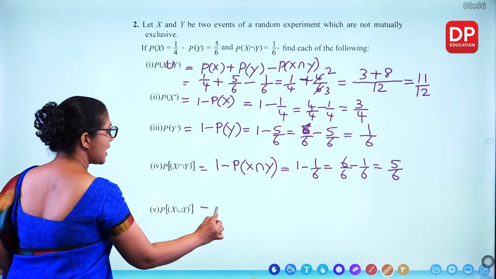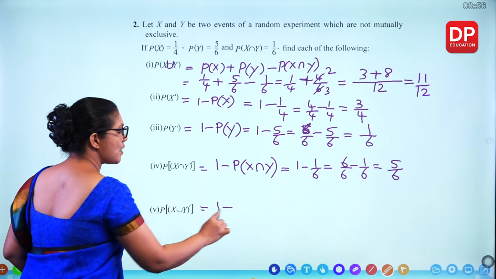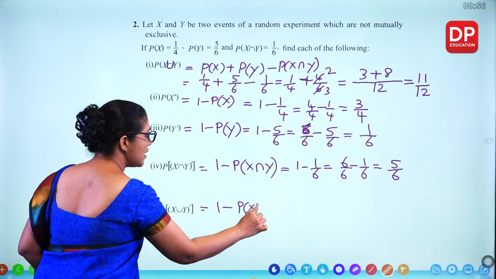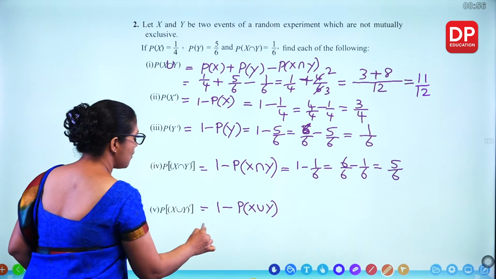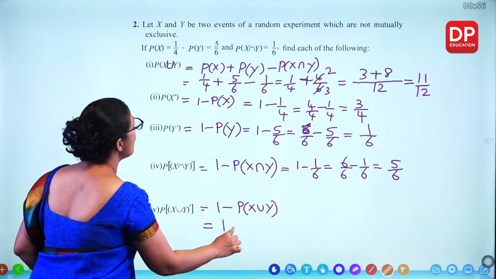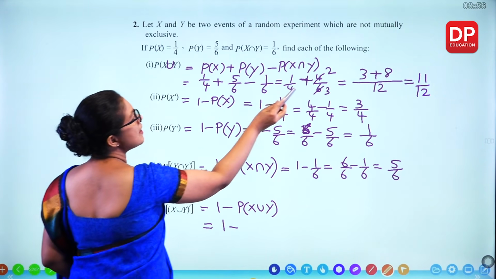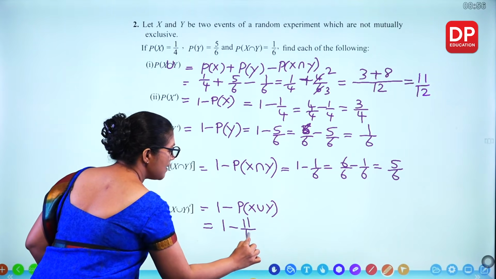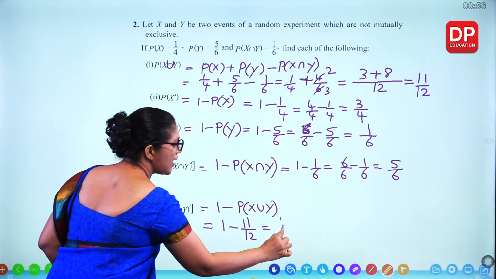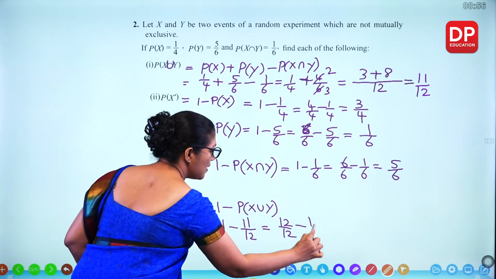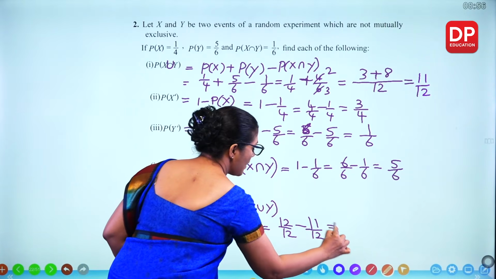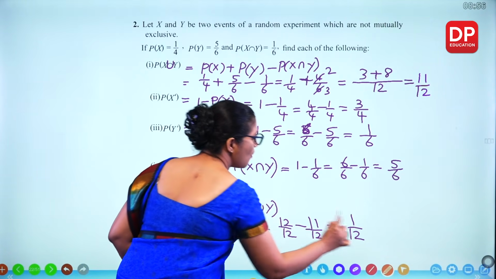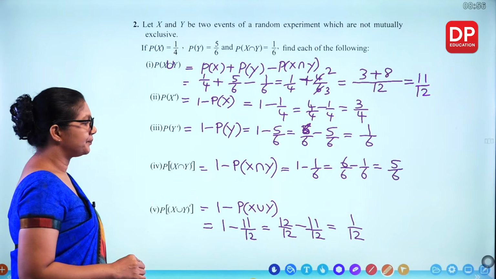The last part, union Y dash. Whole thing dash, again using the formula I can write 1 minus probability of X union Y. We found the value for union is 11/12. 1 minus 11/12. 1 I can write 12/12 minus 11/12. We get 1/12.